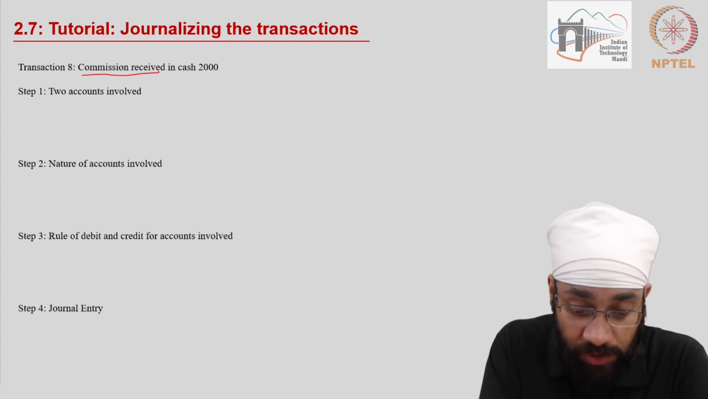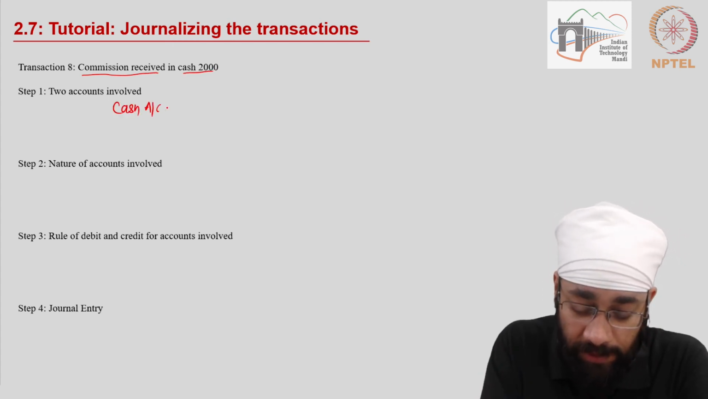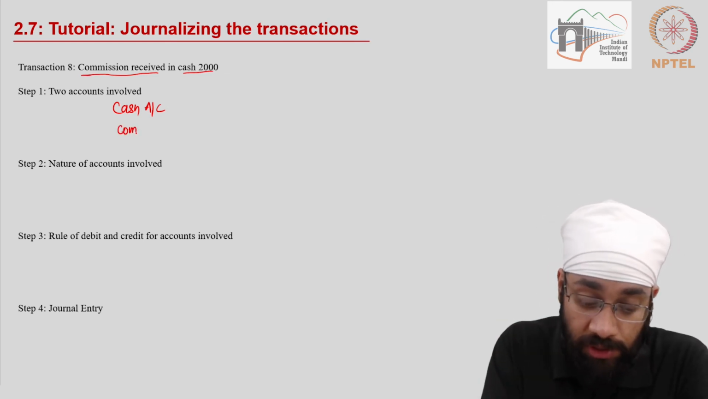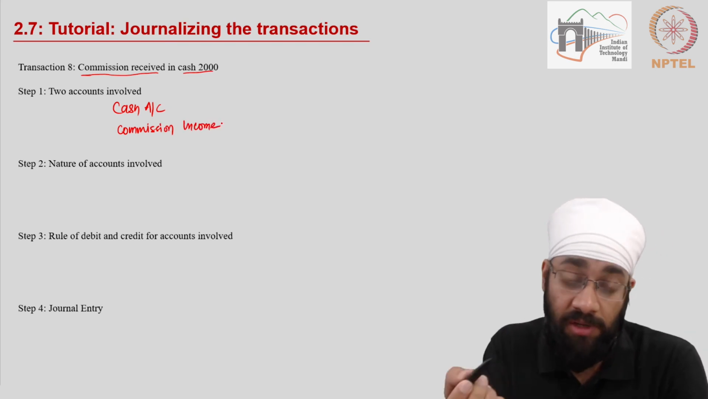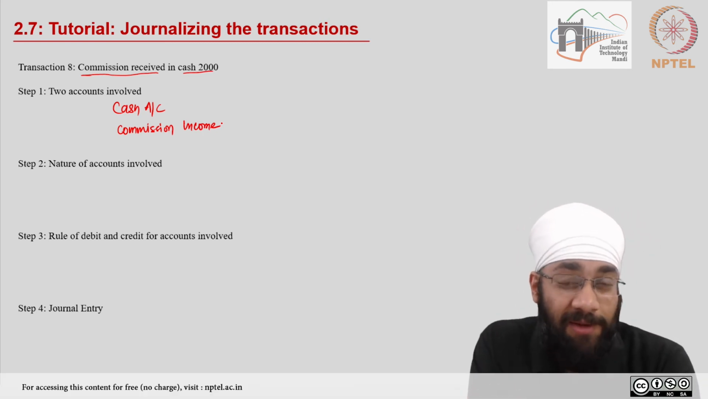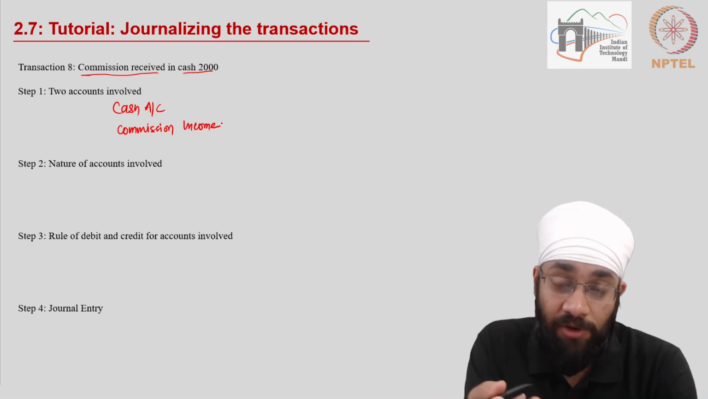You receive commission in cash. So I'm going to write cash account. Cash account is involved, and you received commission. So commission has been received, so commission income. You are receiving it, it's your income. Now, if you are in regular manufacturing business, possibly commission is a side business that you are running. So it's a non-operating income.